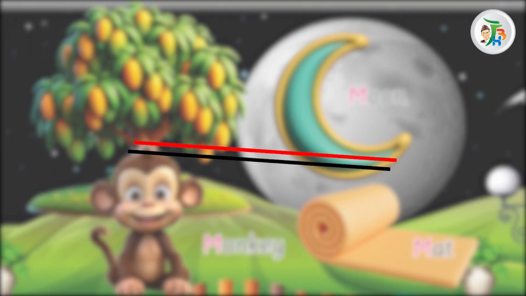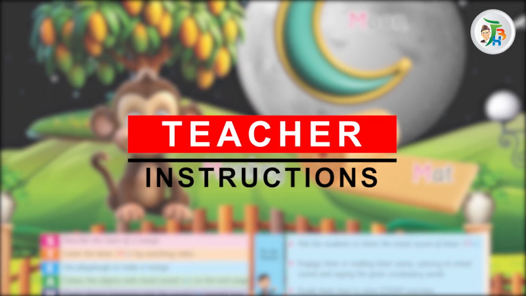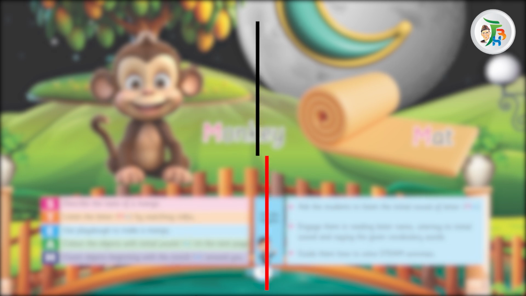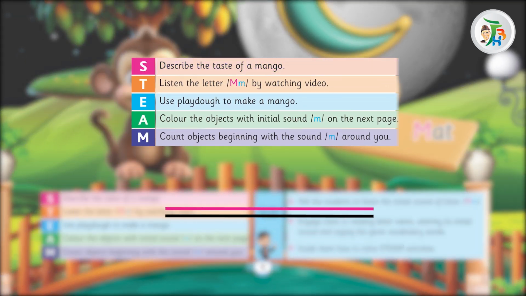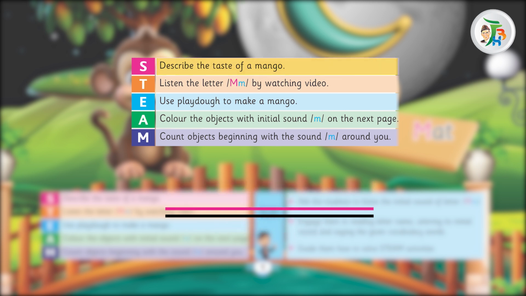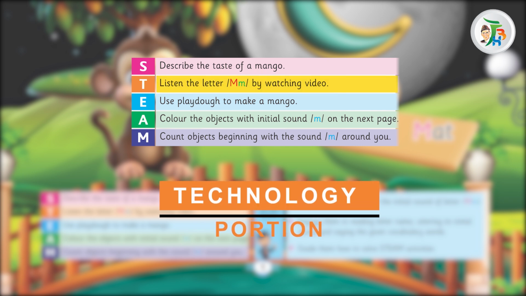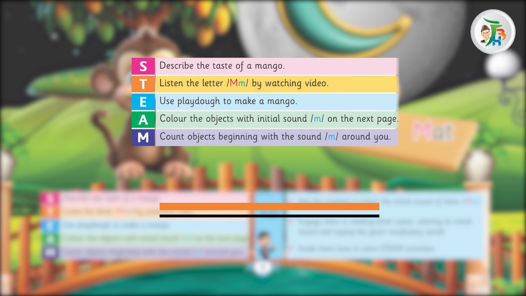Instructions for the teachers. Dear teachers, engage the children in different STEAM activities so that children learn things through fun. So for the science portion, you have to discuss the taste of mango. Tell them the mango is the king of fruit and it comes in summer. Then technology portion, show them the video of letter M and listen to the sound of letter M.